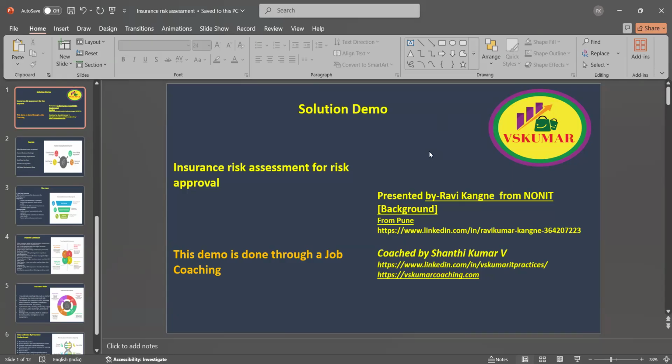Good morning, friends. This is a solution demo for insurance risk assessment for policy approval. My name is Ravi Kankangne. I'm from Pune and I'm from a non-native background. This is my LinkedIn ID, this is my coach's LinkedIn ID, and this is the website. This demo is done through a job coaching.